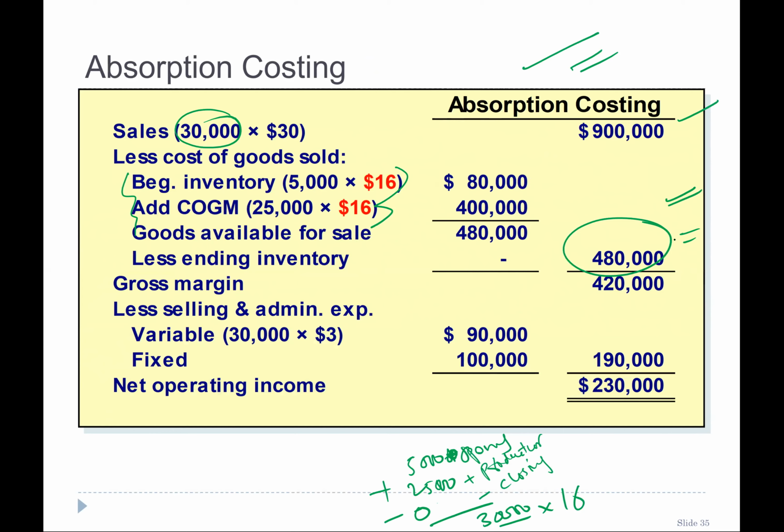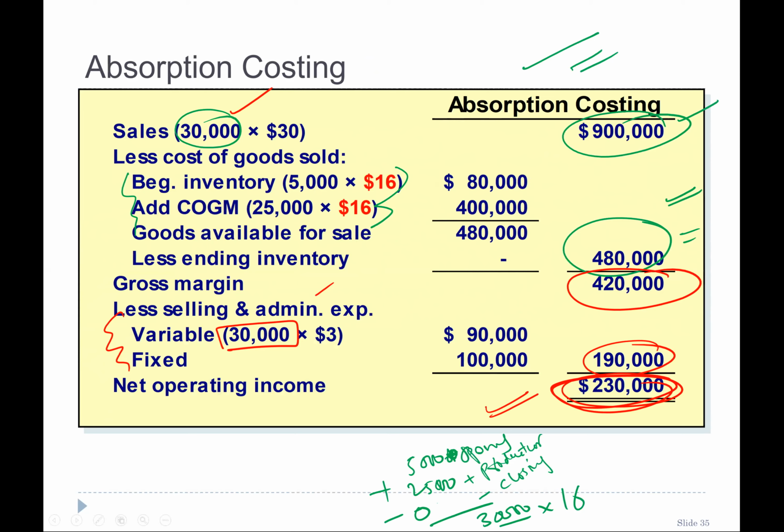900,000 minus 480,000, answer is 420,000 as gross margin. And from gross margin, less all the fixed and variable expenses here. It's already given over there. Except one thing: now the variable expense is on 30,000, not 20,000, because we sold 30,000. 190 is our total selling and admin expense. So you see the profit is 230,000.